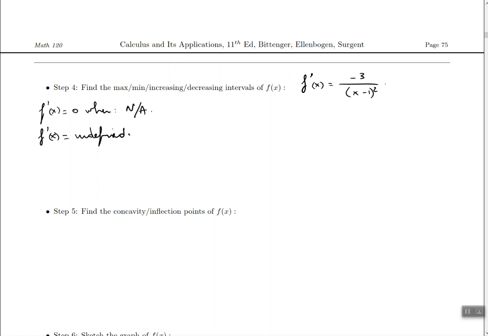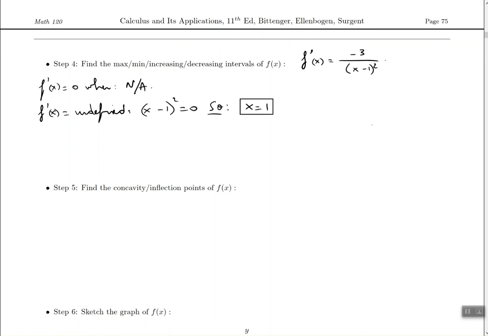And that happens when x minus 1 squared is equal to 0. So this is true when x is equal to 1, because when you put 1 right here, 1 minus 1 is going to be 0. 0 squared is going to be 0 still. So the critical number is 1, and that's kind of what we said at the beginning of the problem. We said 1 will eventually show up as a critical number everywhere for the rest of the problem.